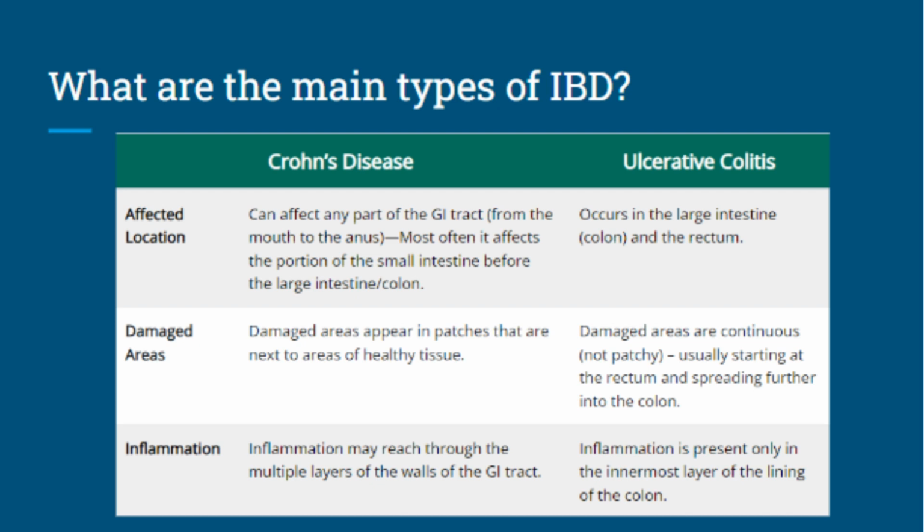Number 2. Damaged areas. In Crohn's, damaged areas appear in patches that are next to areas of healthy tissue. In ulcerative colitis, damaged areas are continuous, not patchy, usually starting at the rectum and spreading further into the colon. Number 3. Inflammation. In Crohn's, inflammation may reach through the multiple layers of the walls of the GI tract. In ulcerative colitis, inflammation is present only in the innermost layer of the lining of the colon.